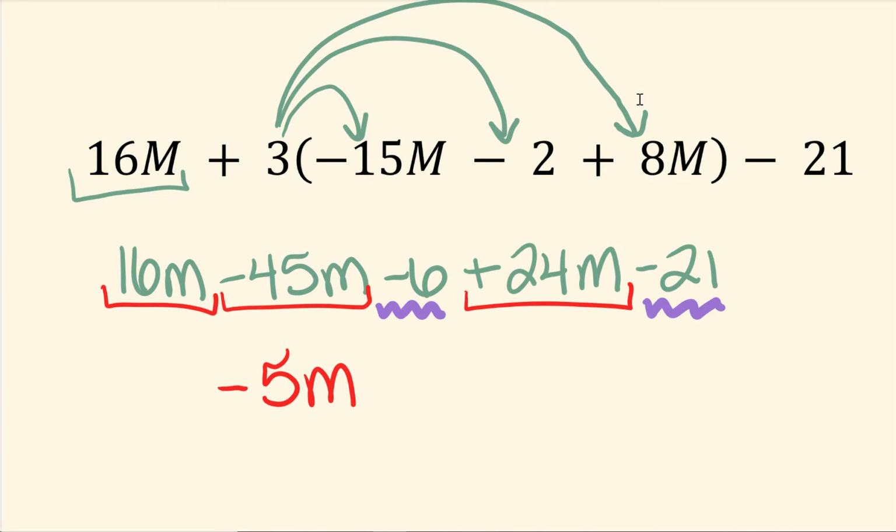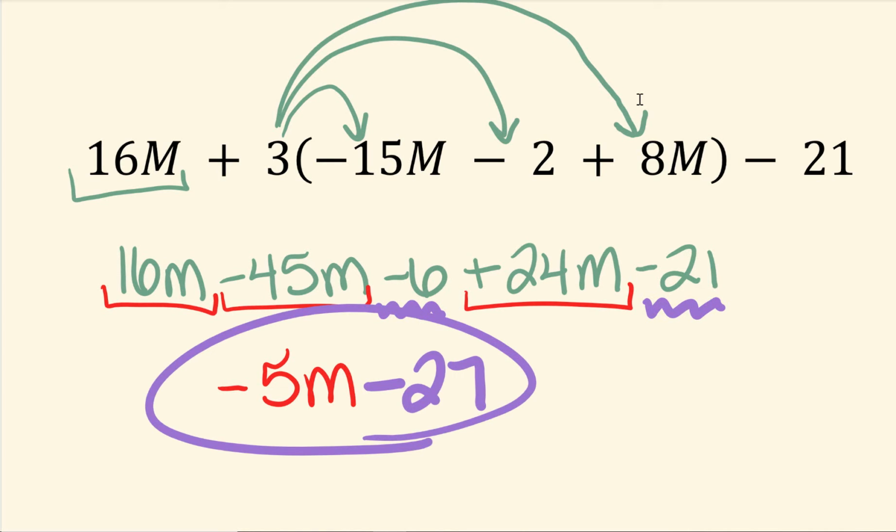Since they are both negative numbers, I'm going to add them together. They're also both negative numbers, so my answer is going to stay negative there. So minus 27. Again, there's no equal sign. I can't solve. I don't know what m equals, but we have simplified it to the greatest of our abilities. We no longer have any like terms to combine together.